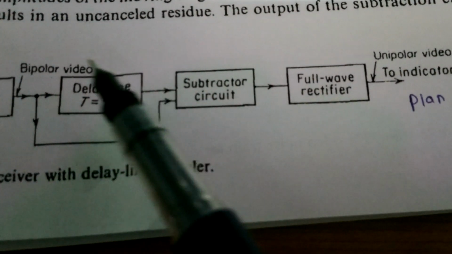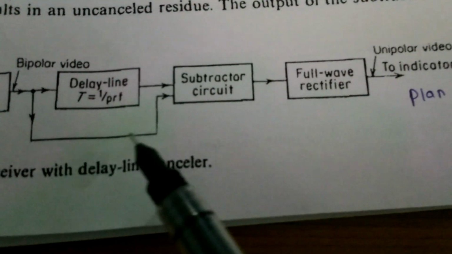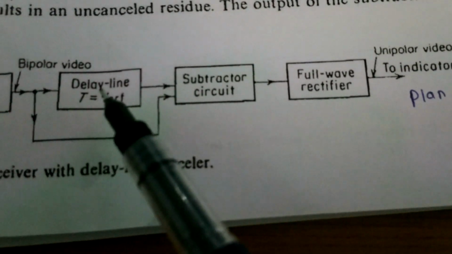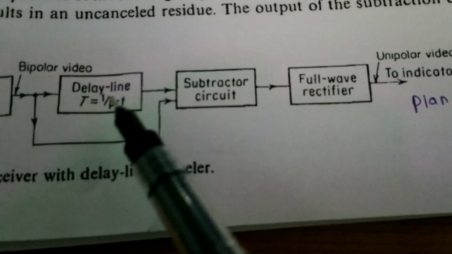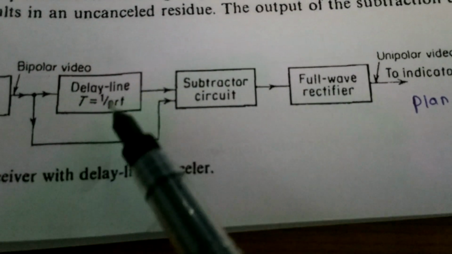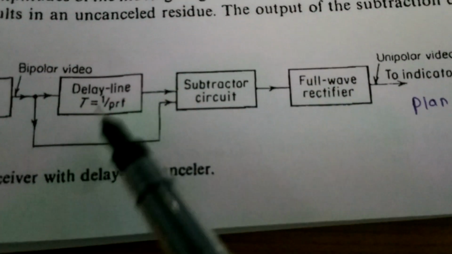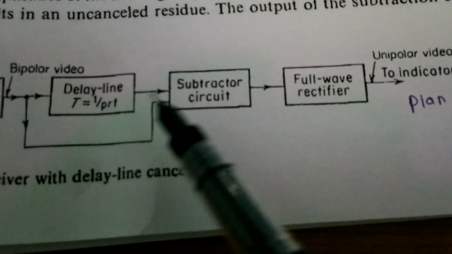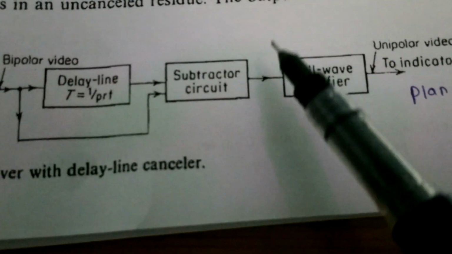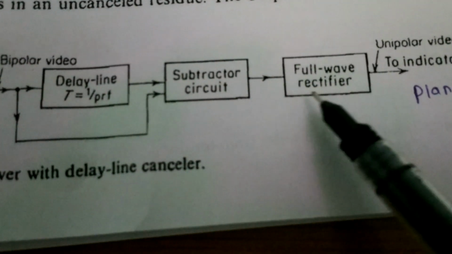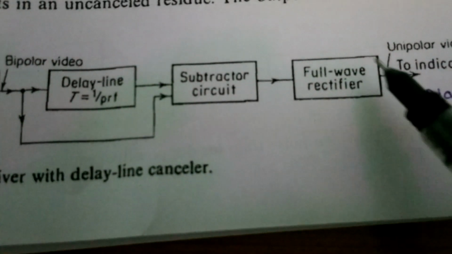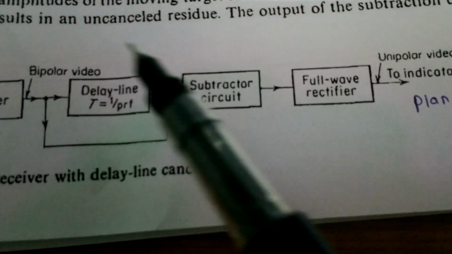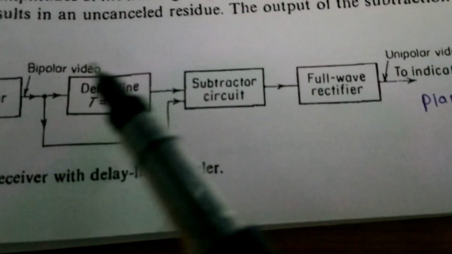It is directly transmitted, and it is transmitted with some delay line. That delay line is 1 by PRF, pulse repetition frequency, the reciprocal of the pulse repetition frequency, as we talked about. Then after subtraction you have some bipolar output, then you are going to use some rectifier to convert this into unipolar. This delay line canceller is going to suppress your DC components by this concept.